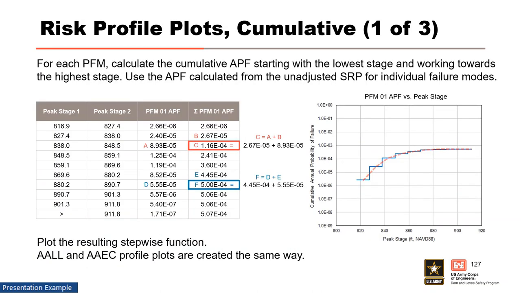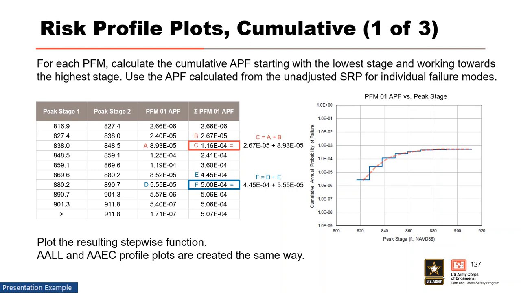For risk profile or cumulative plots, we will calculate the cumulative APF starting with the lowest loading interval and working up towards the highest peak stage. When we finish, the APF at the last stage should be equal to the total APF of the potential failure mode. The results are plotted stepwise.